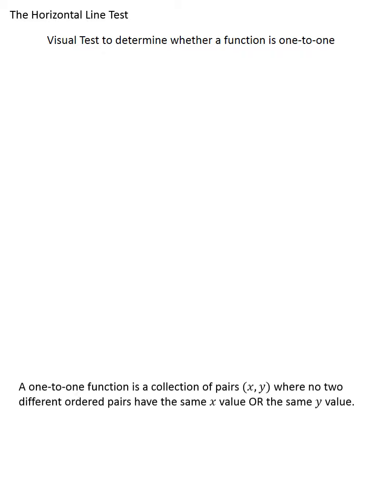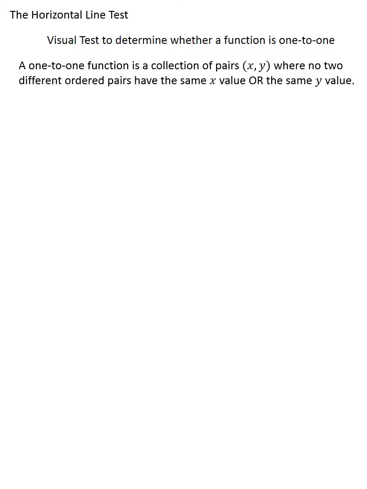Let's talk about the horizontal line test. Horizontal line test is a visual test to determine whether a function is one-to-one. I'll remind you what a one-to-one function is. Let's look at some examples. Function f. The question here is, is it one-to-one?